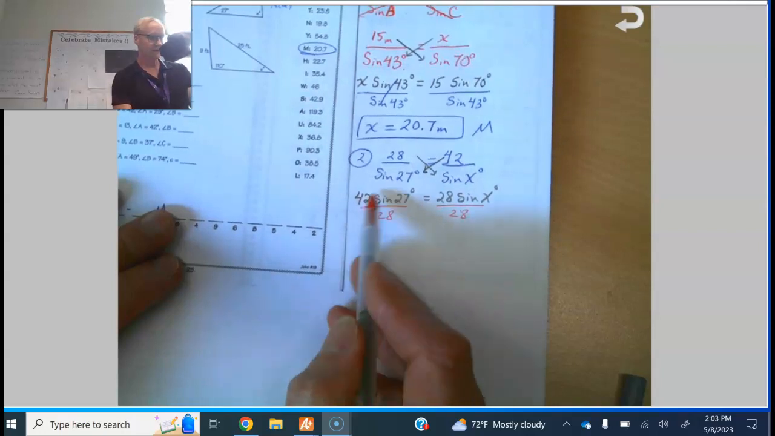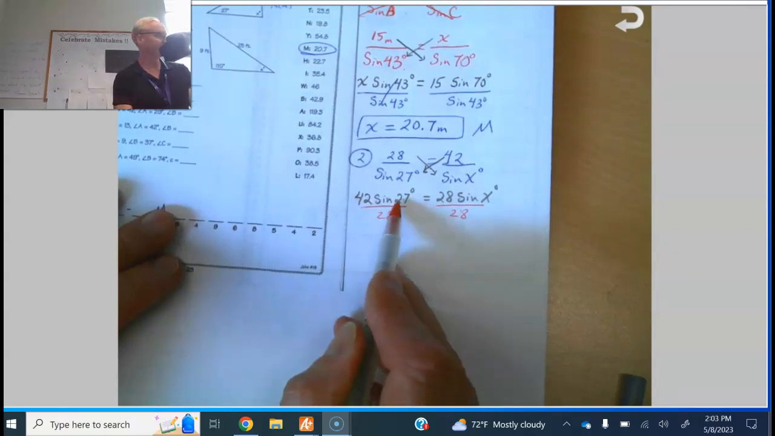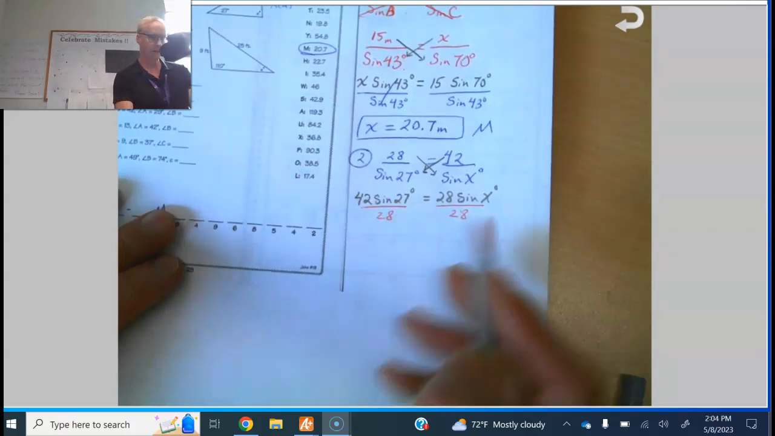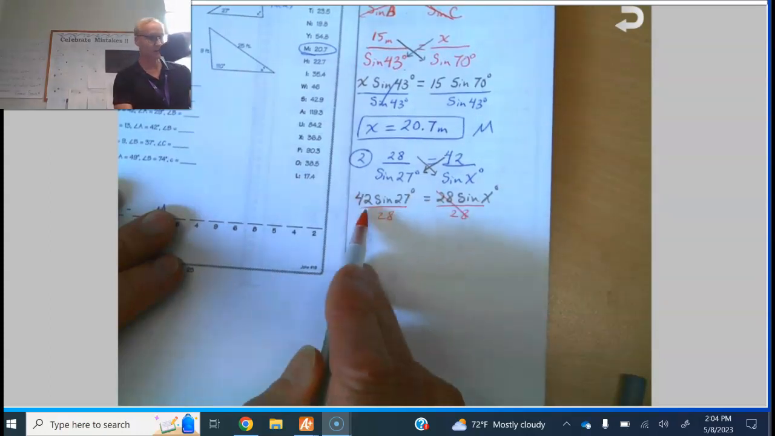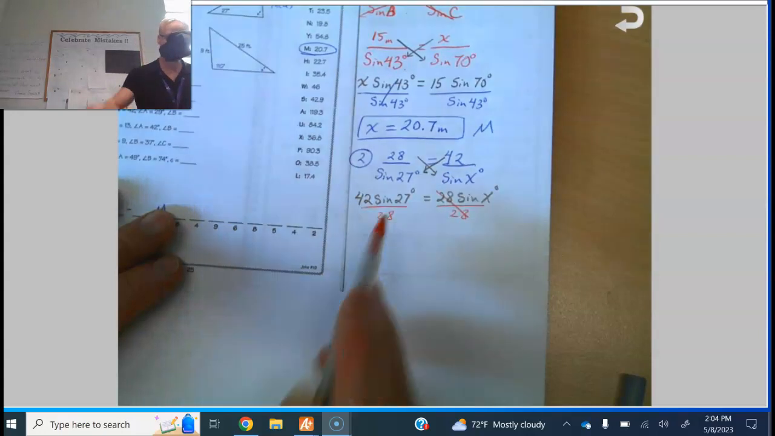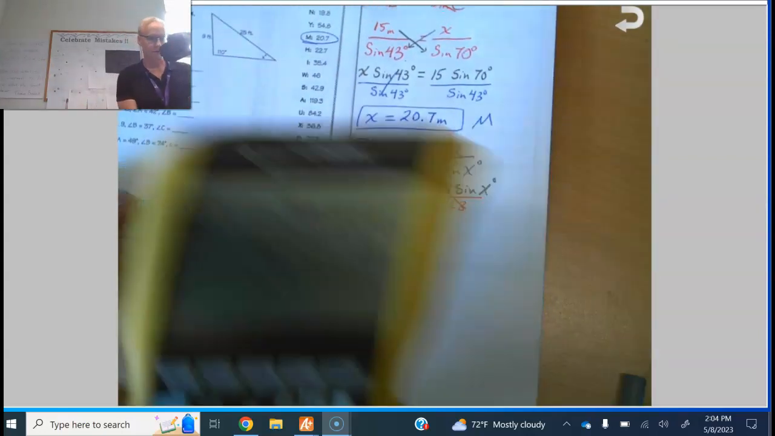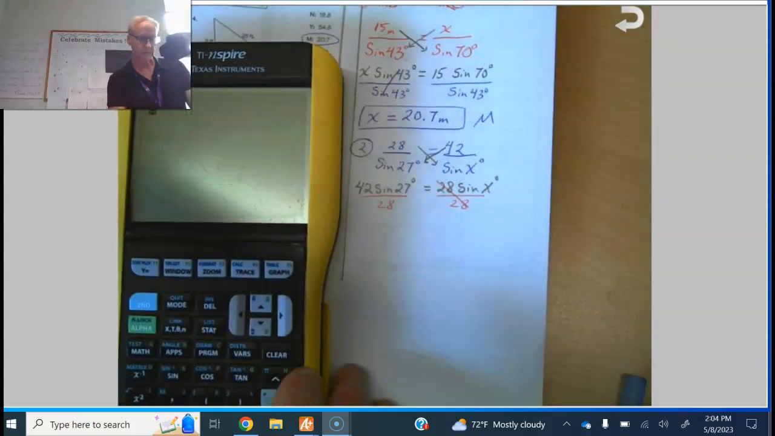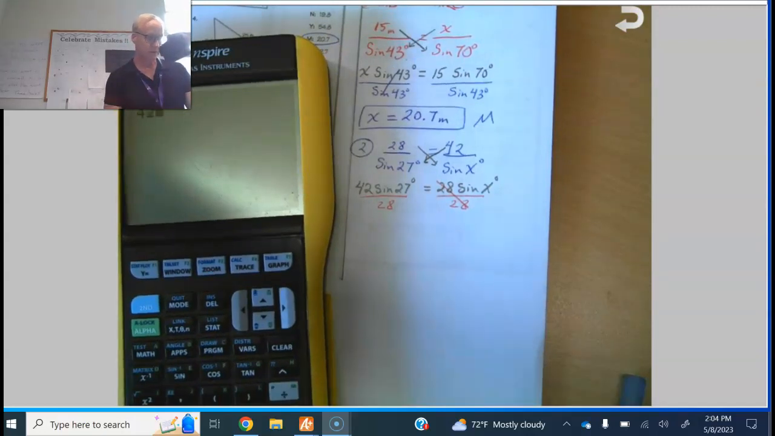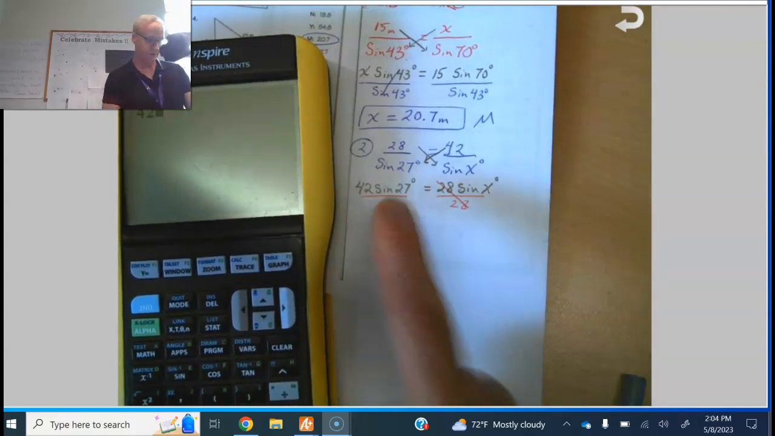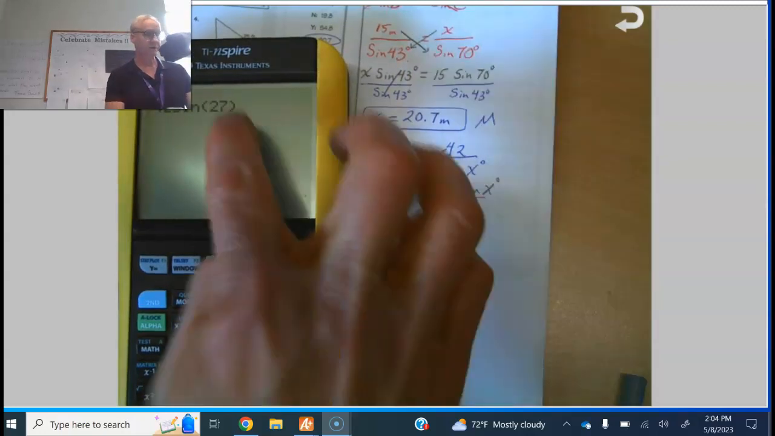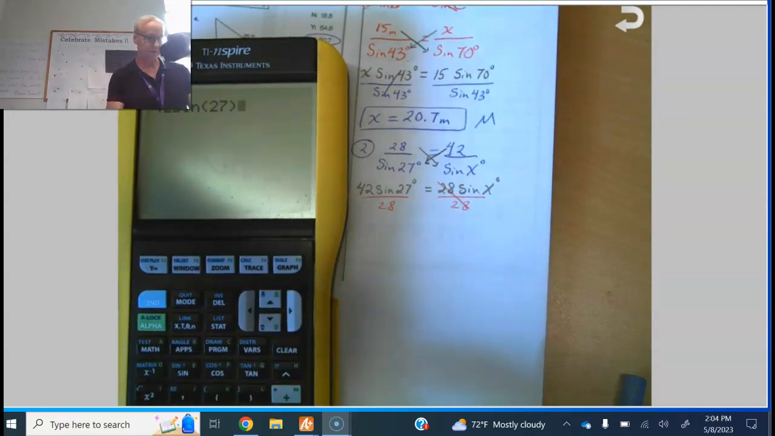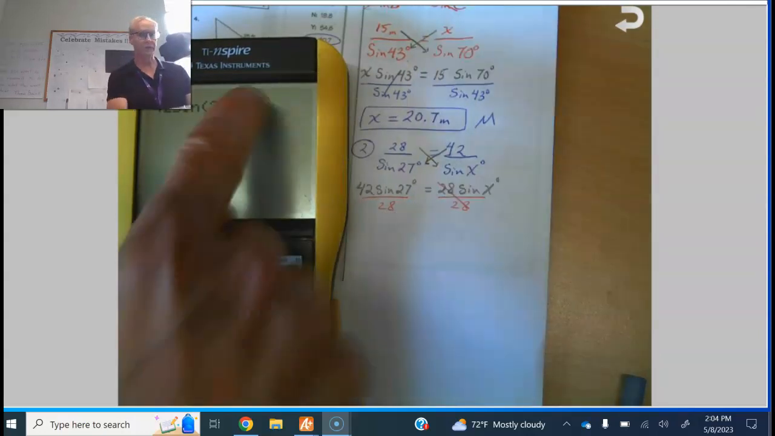So I've got all this stuff. This is just a number times a decimal divided by a number. And what I'm going to get is a decimal for this, 42 sine 27 divided by 28. Let's do that real quick. I have 42 times sine 27. Notice I closed the parenthesis, divided by 28. I'm putting the whole thing in there.